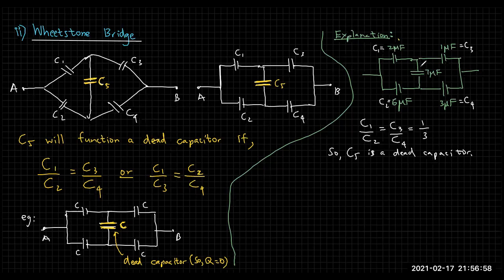Fine. For a while, just forget about this 7 microfarad. Let's put the other 4 capacitors and see. We're going to check something. I'm going to disregard that 7 microfarad for a while, and I'm going to check this. Now this is 2 microfarad, and this is 6 microfarad, and this is 1 microfarad, and this is 3 microfarad.